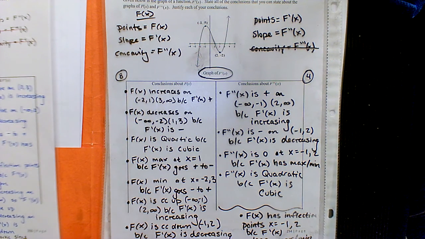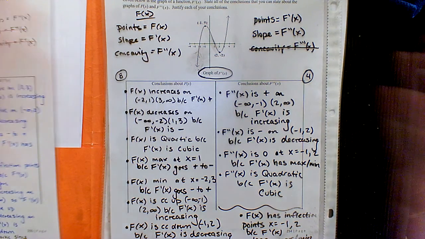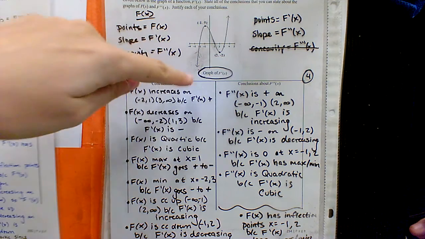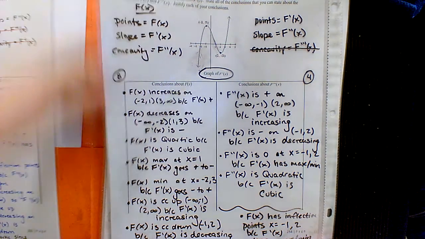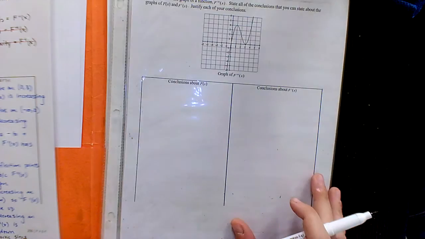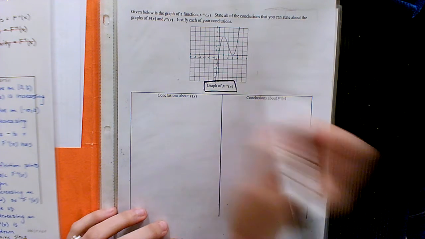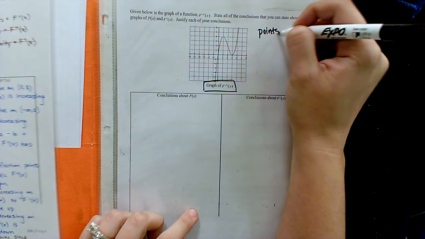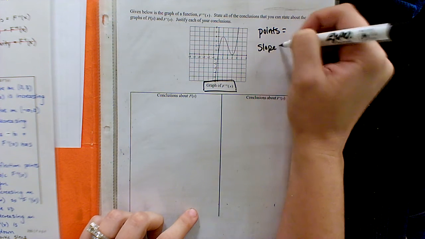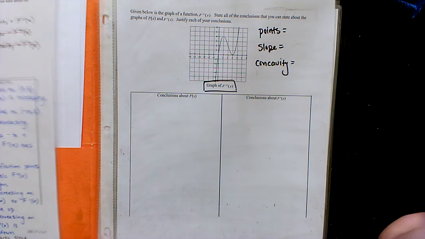All right, so the video assignment was assuming that this graph was the original function, and then we went through our different conclusions. We just did if this graph was the first derivative, so then we went through our different conclusions. All right, we're going to switch the page. We're going to take a look at another graph, and we're going to assume that this one is the second derivative. So let's list what the points tell us, what the slope tells us, and what the concavity tells us.